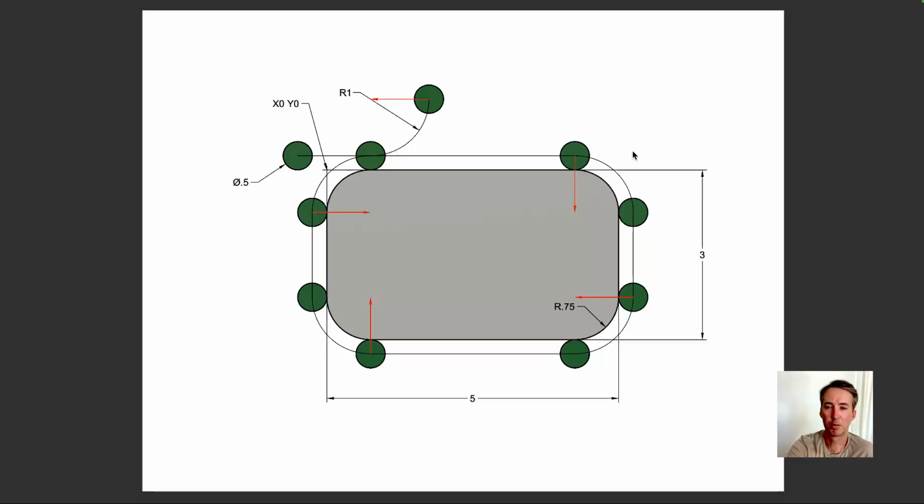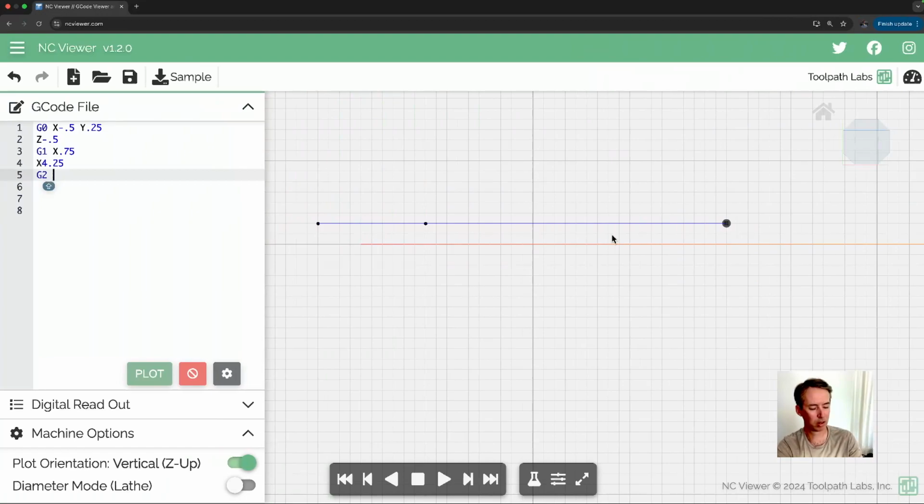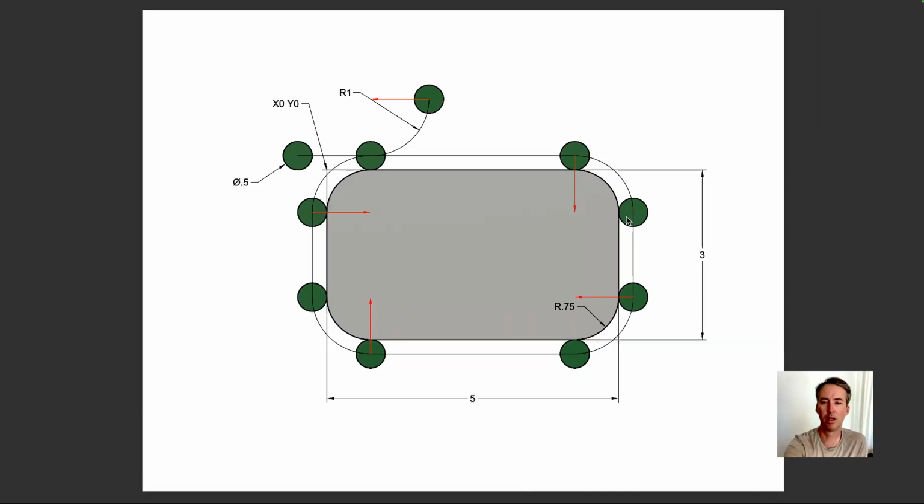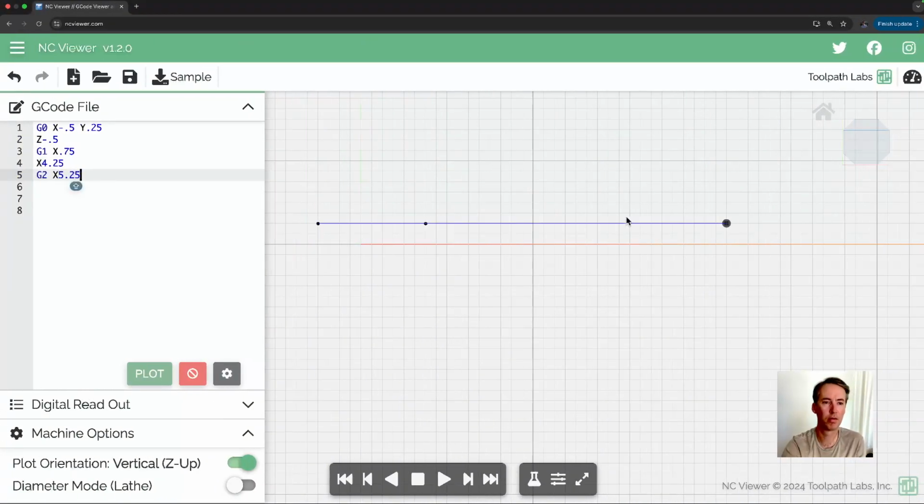I should have specified X first. So X is, if this whole thing is 5 inches plus the radius of the tool, that's 5.25. So let's put in X 5.25 and then Y negative 0.75.